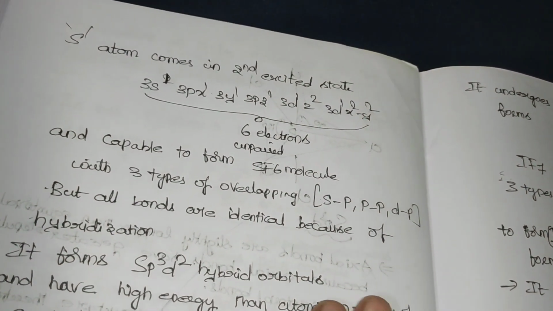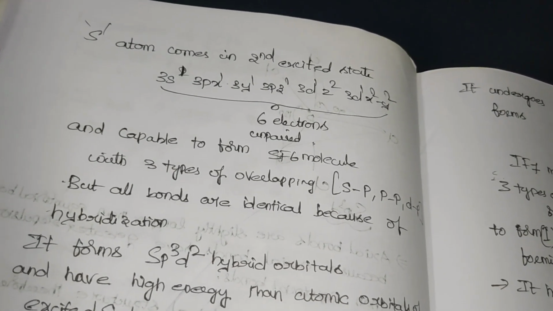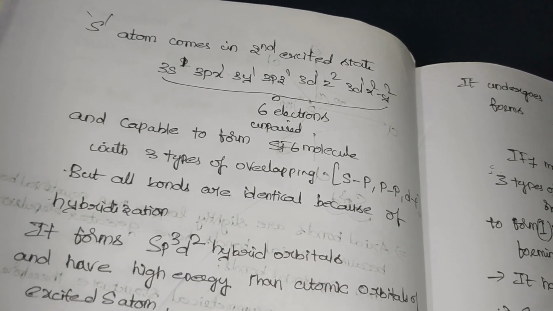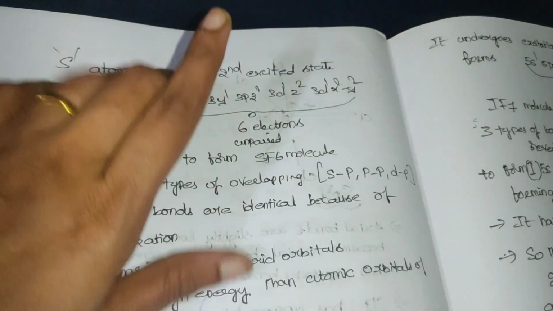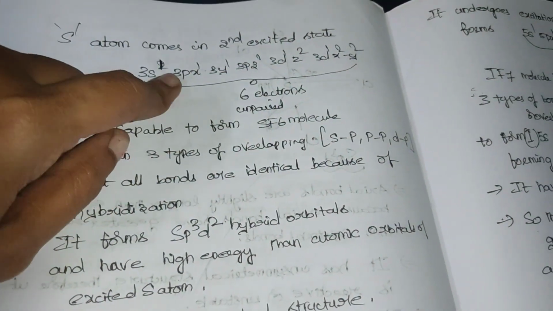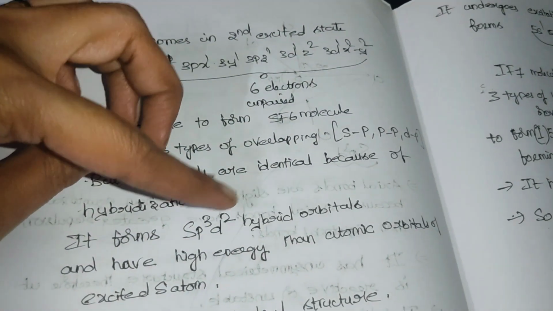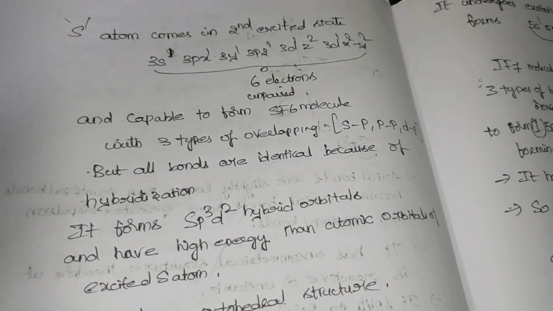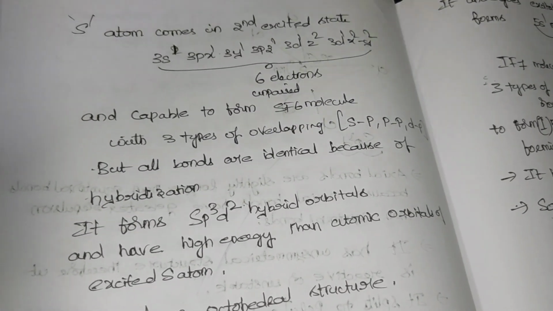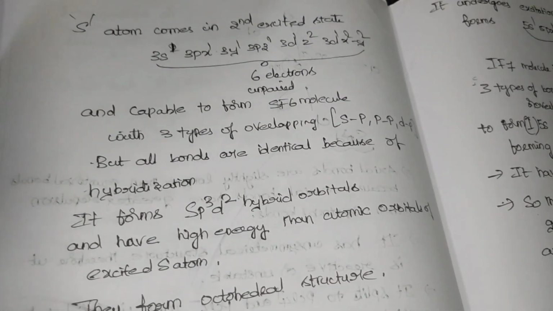Here again three types of overlapping are there: sp, pp and dp. But here all the bonds are identical because of the hybridization. And what is the type of hybridization? One s, three p's, two d's: sp3d2 hybridization is possible. And as usual the hybrid orbitals will have higher energy than the atomic orbitals of the excited sulfur atom. They will form an octahedral structure.